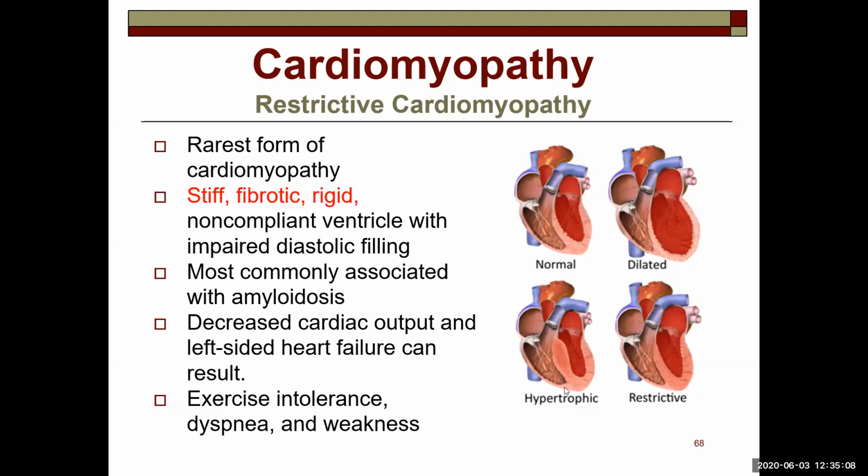Just by looking at these different ones, you will know which one is which. The first one is just an enlarged ventricle. The restrictive one is the hardening of this wall. The hypertrophic is basically enlargement of the fibers that you have in the muscles.